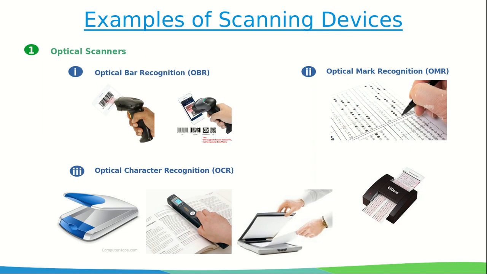The third type of optical scanner that we have here is the OCR, the optical character recognition. Now, this is the most advanced type of scanner, and it operates just like the human eye. Why do I say this? Because this type of scanner cannot just capture lines or marks, but it captures anything from text, pictures, drawings, to even real objects.